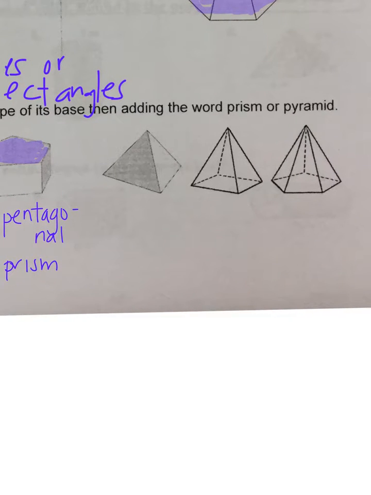Over here we have our pyramids. They are pyramids because they each have that point or that vertex. We're going to label these by the shape of their bases and then add pyramid to the bottom. This one's not a great picture, so just believe me when I say that it's a triangular pyramid.